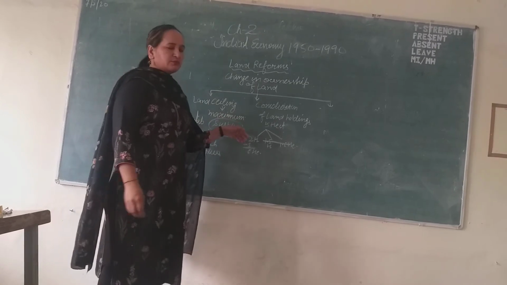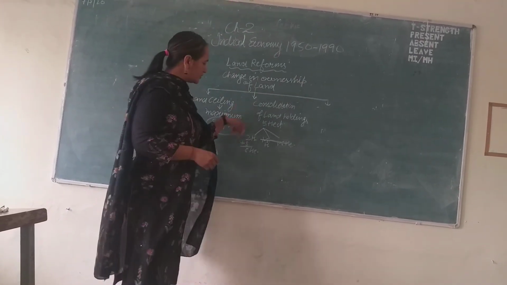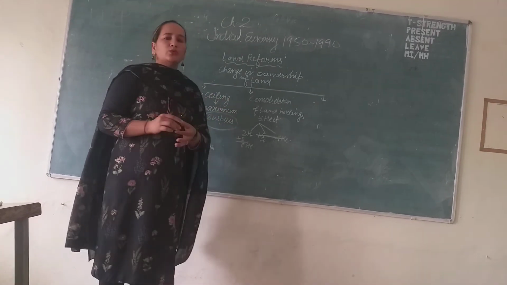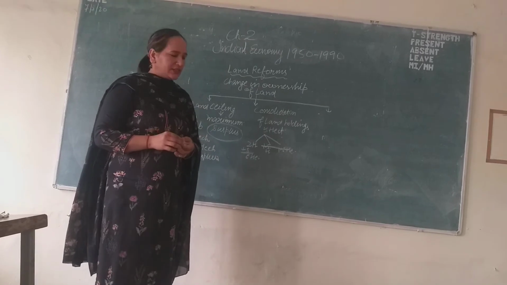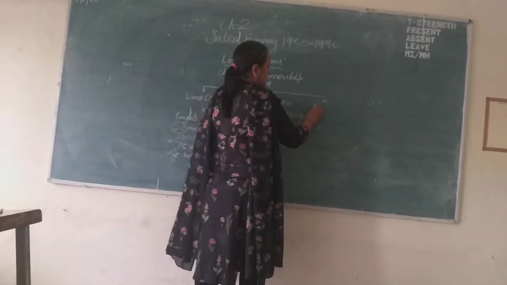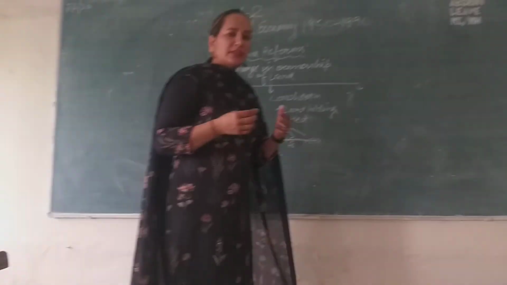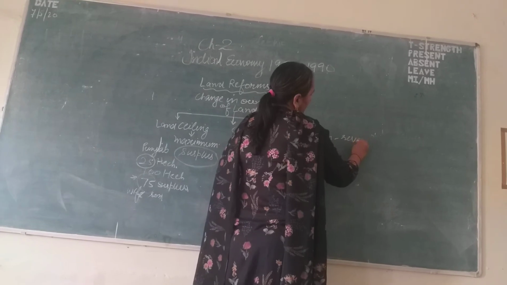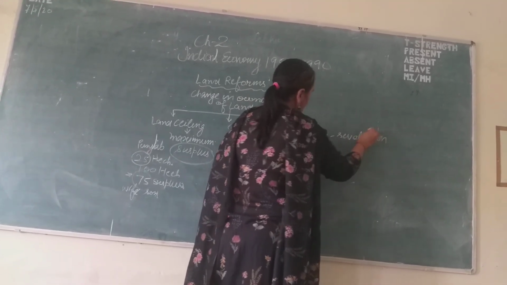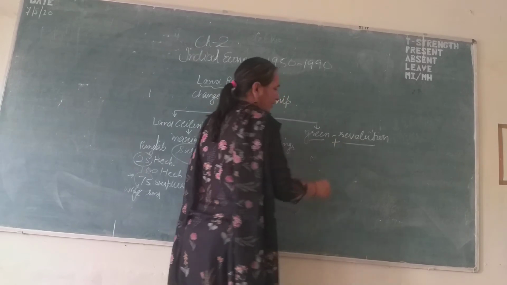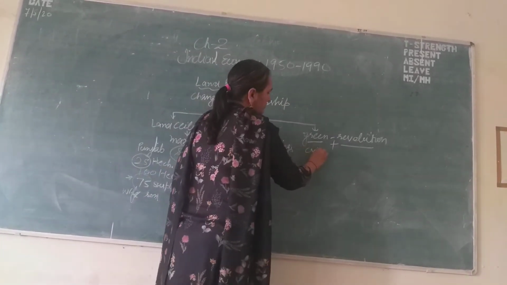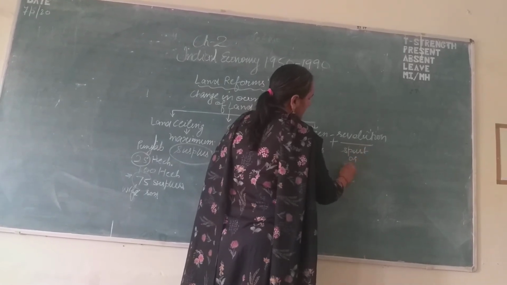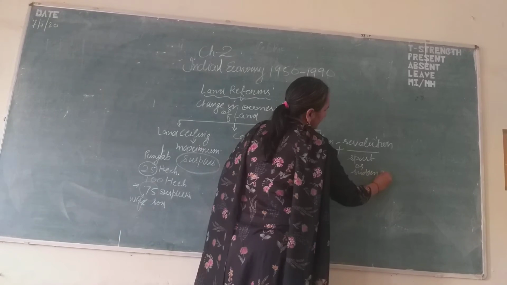So this is also beneficial for the tillers of the soil. It reduces their cost of production and helps the farmers to take the benefits of intensive agriculture. Third reform is called technical reforms, that is green revolution. This word green revolution is a combination of two words, green plus revolution. Green means here crops and revolution means spurt or sudden increase.